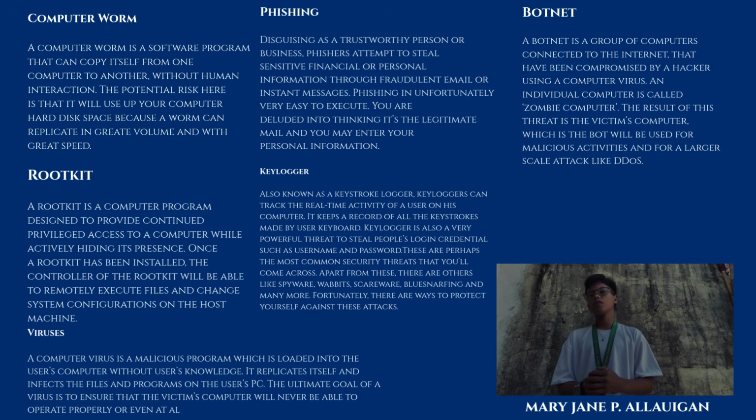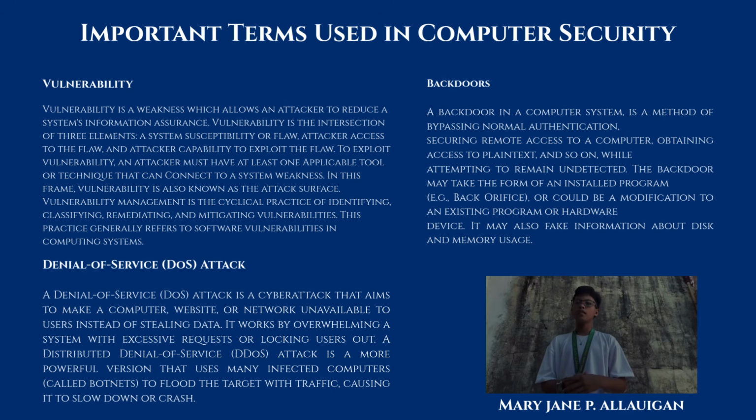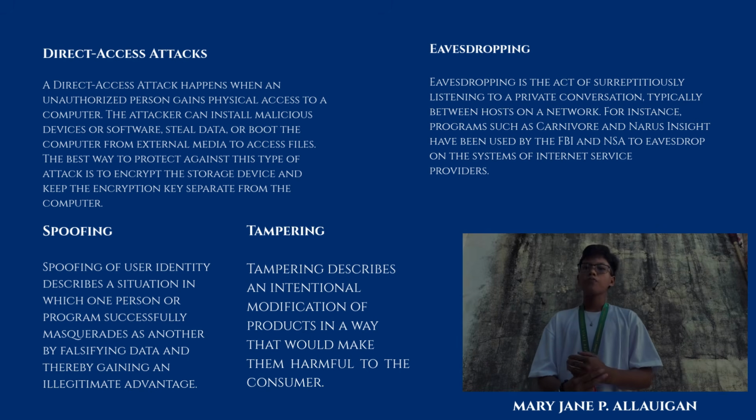These are the important security terms. Vulnerability, a weakness that attackers can exploit. Backdoor, a hidden way to bypass normal security or authentication. DOS or DDoS attack overwhelms a system with requests, making it unavailable. Direct access attack happens when an attacker physically accesses a computer. Next is eavesdropping, secretly listening to or monitoring private communication.